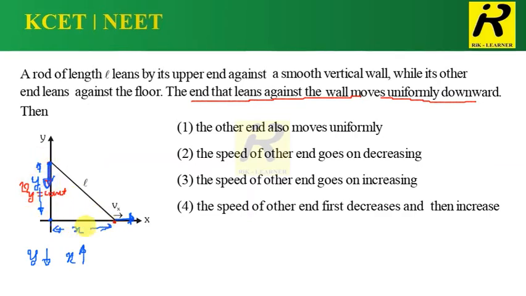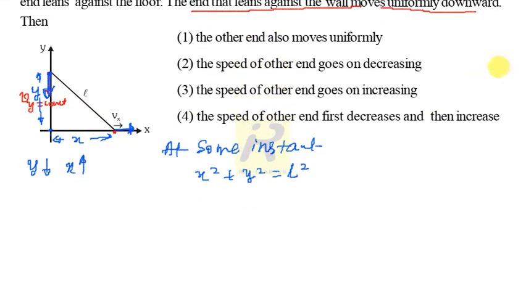So I can simply say this is a right angled triangle. In this instantaneous situation, at some instant, I may simply say x square plus y square equals L square. Now let us differentiate. So differentiating this equation with respect to time t.